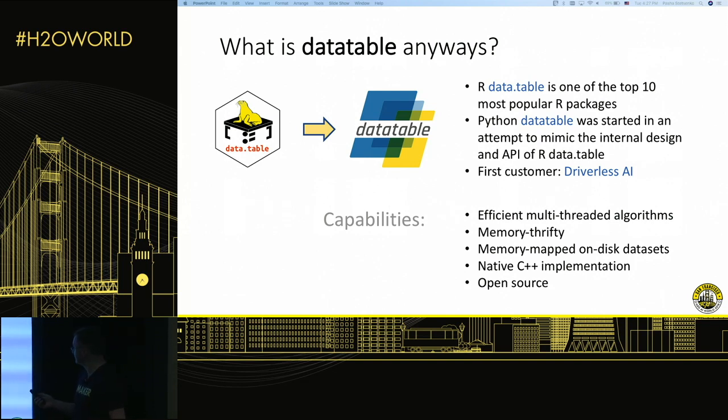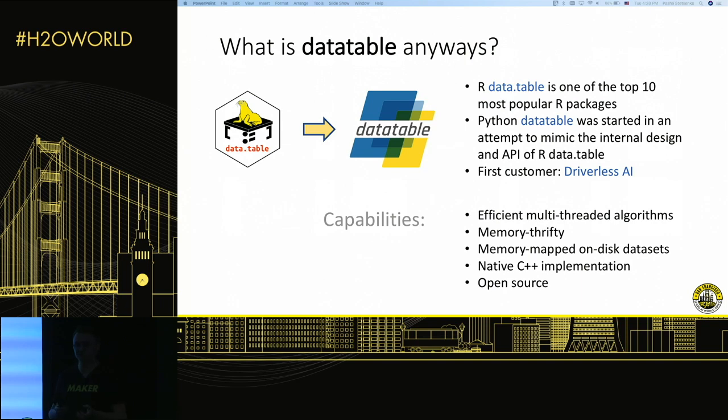The capabilities of data table that we decided will distinguish it from other existing packages are that we want to have multi-threaded algorithms for all data munging. Since our primary target was a server, which typically has hundreds of cores, it's rather inefficient to be constrained to a single-threaded Python environment. So we wanted everything to be multi-threaded.